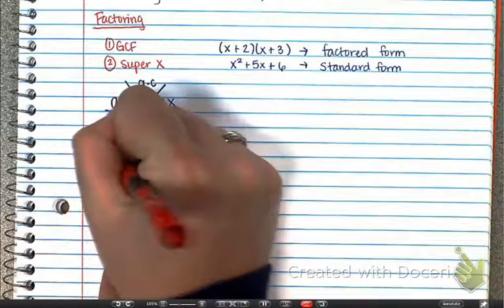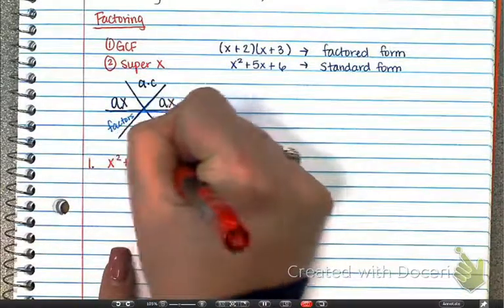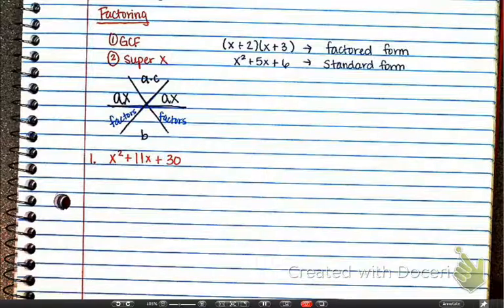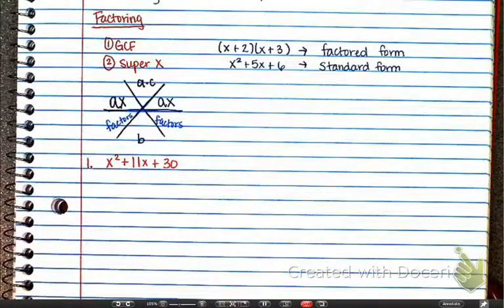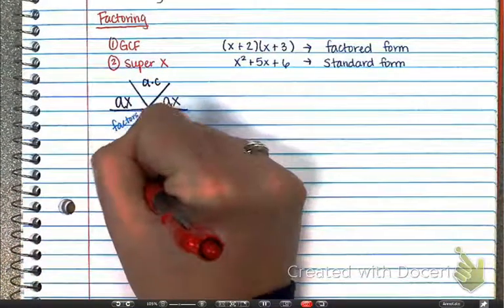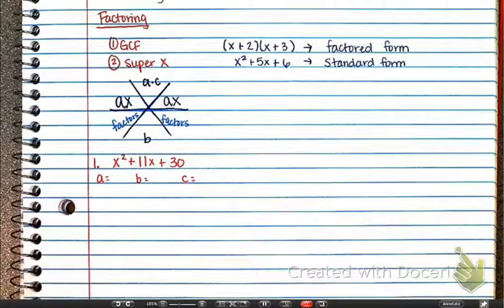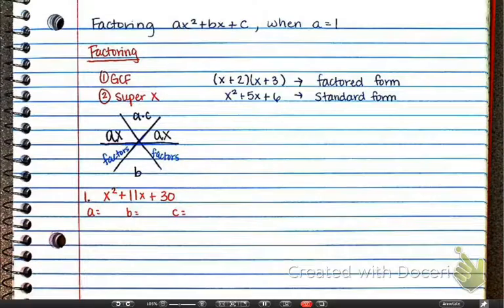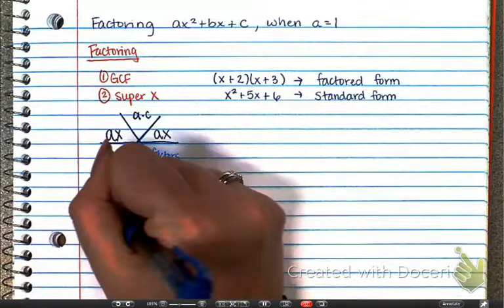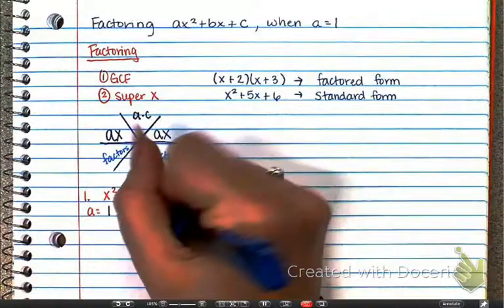So let's look at x squared plus 11x plus 30. We need to identify the A, the B, and the C so that we can fill out our super X. And if you look back up at the title of my notes, it's ax squared plus bx plus c. So what is my A going to be? And it's just numbers. You don't have to worry about the variable. What's the number for A? 1. What's the number for B? 11. And C? 30.